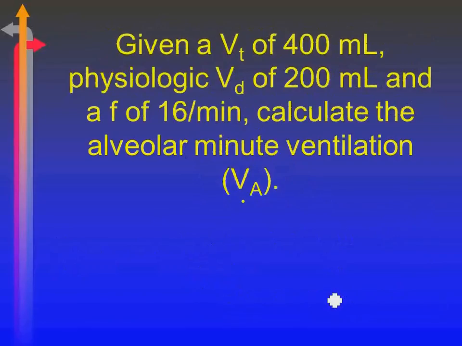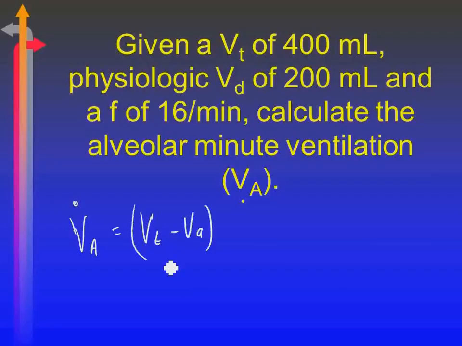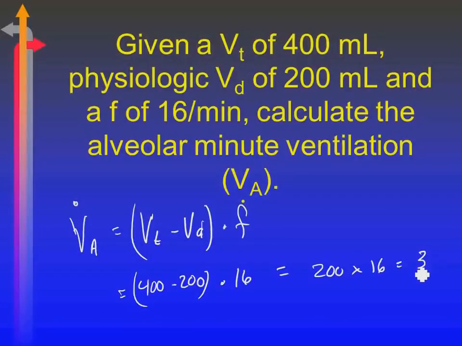Okay. Given a tidal volume of 400, a physiological dead space of 200, and a frequency of 16, calculate the alveolar minute ventilation. Well, this is easy, actually. I'm really being too easy on you, because we know that this is equal to 400 minus 200 times 16. 200 times 16 is 3.2 liters per minute.